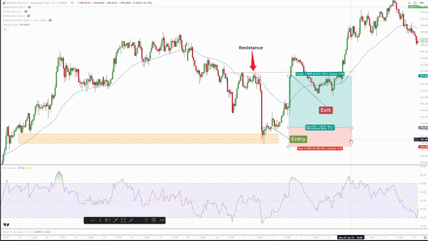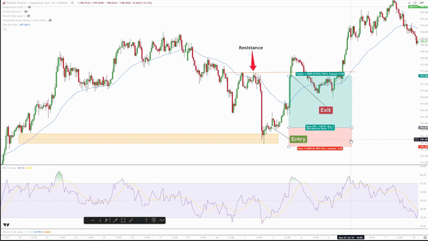Once you've set your entry and targets, we need to calculate how much to risk per trade. Let's talk about that now. This is where most traders fail. They risk too much and blow up their accounts. Here's my rule. I risk 1 to 2% of my account per trade, never more.